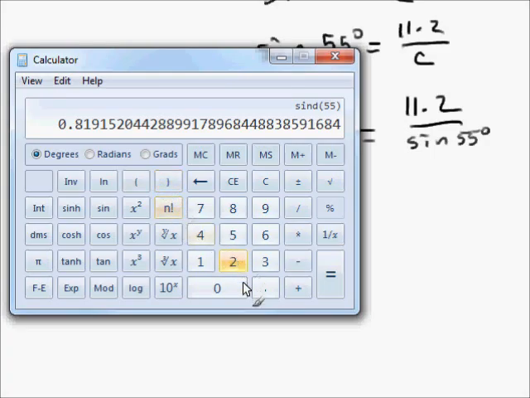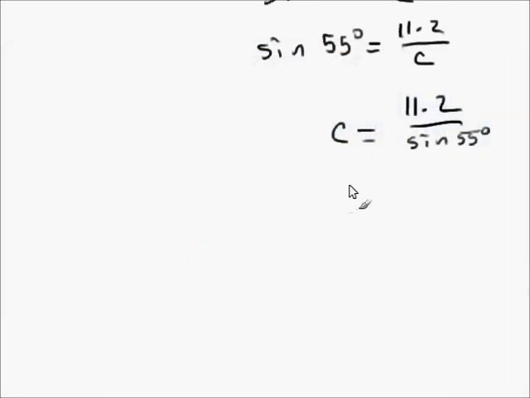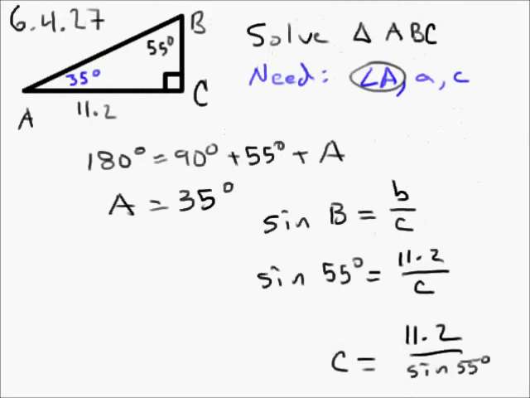And we're going to take 11.2 and divide it by that 0.819. We'll get 13.67. All right. Cool, so we found another side. C is 13.67. We'll write that down.